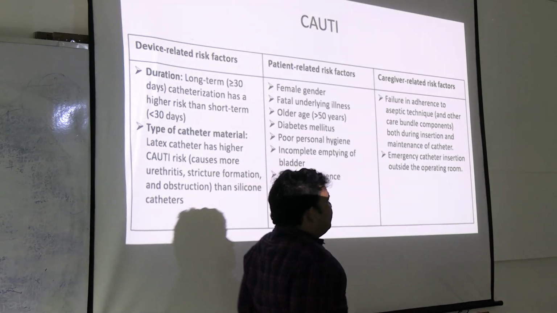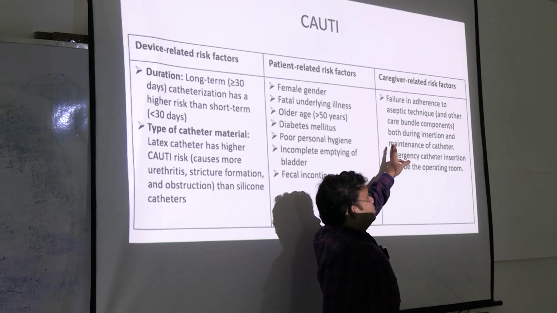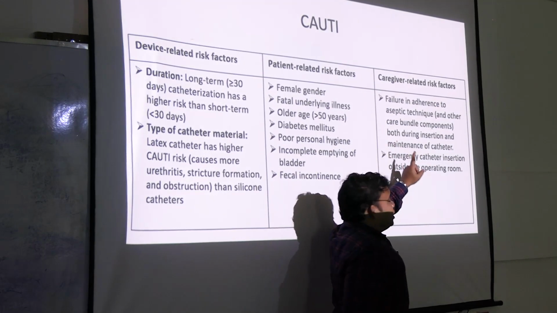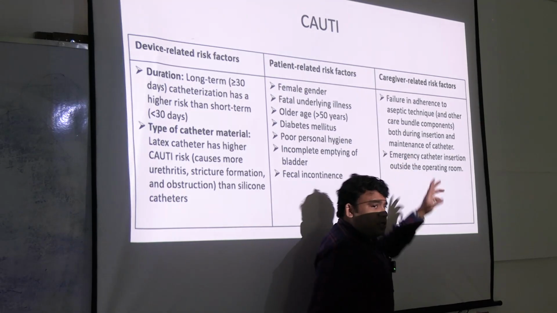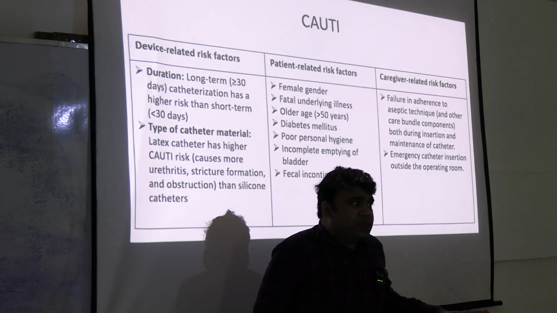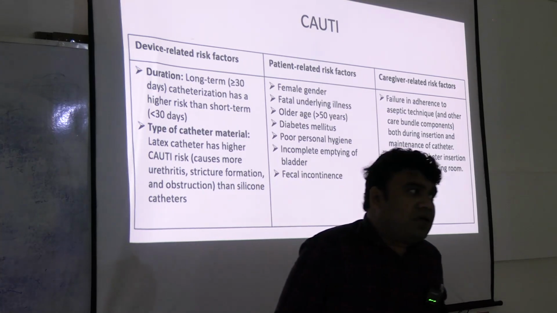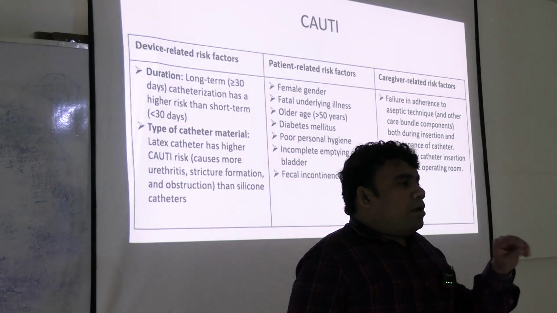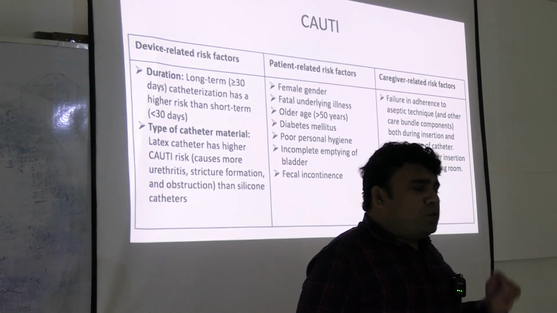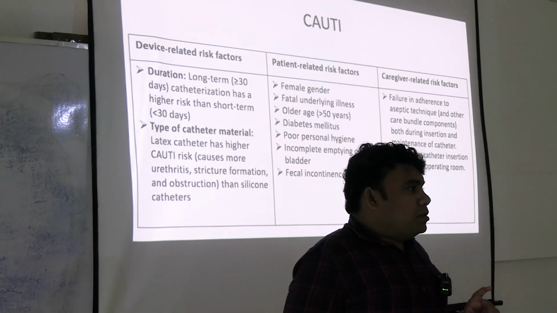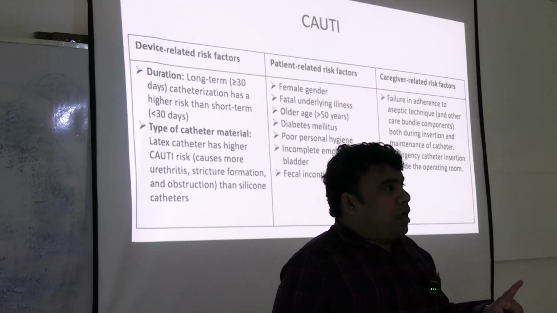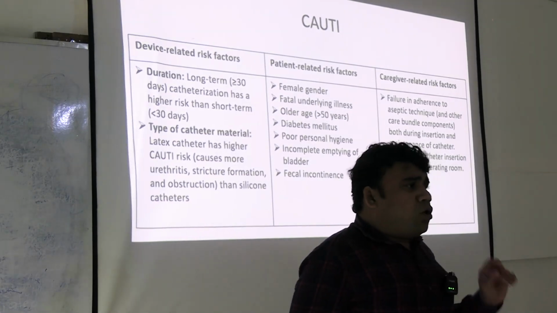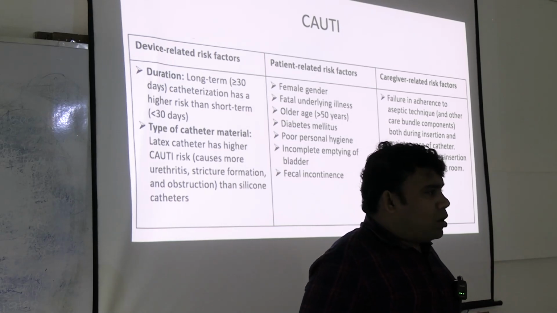Coming to the caregiver related risk factor, look at this. Failure in adherence to aseptic techniques during insertion and maintenance. Keep these words in mind very carefully. That means whenever we are placing a catheter, we have to follow a particular procedure meticulously during insertion and during maintenance, that means as long as the catheter is kept. If these procedures are not followed meticulously, then infections will occur.